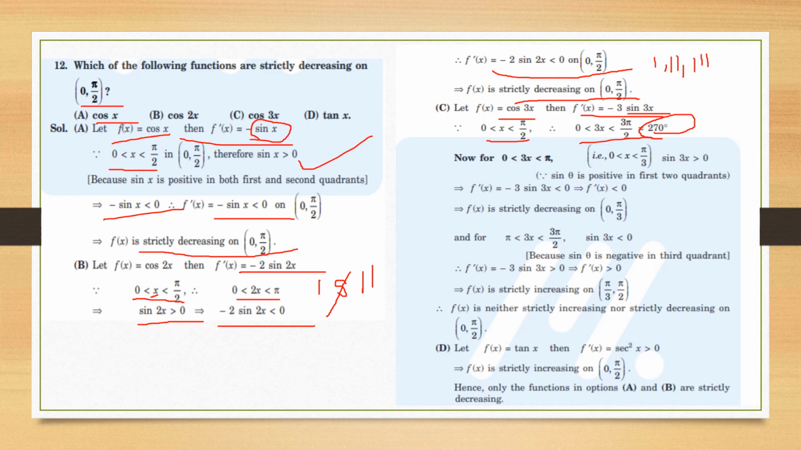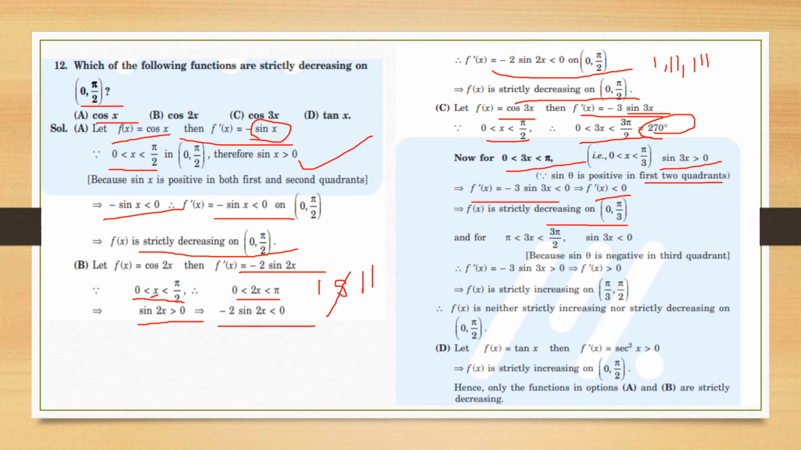As we're talking about 0 to 270 degrees, sin 3x between the first two quadrants, from 0 to pi, will be positive, right? But the derivative is minus sin 3x, so it is negative. So the function is strictly decreasing in 0 to pi by 3. Okay, 0 to pi by 3.